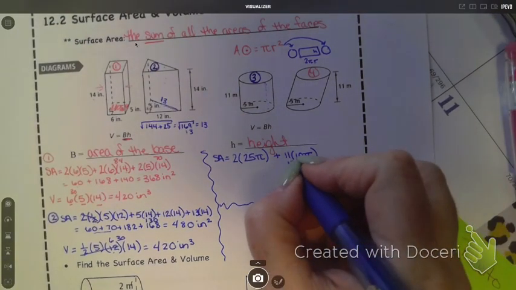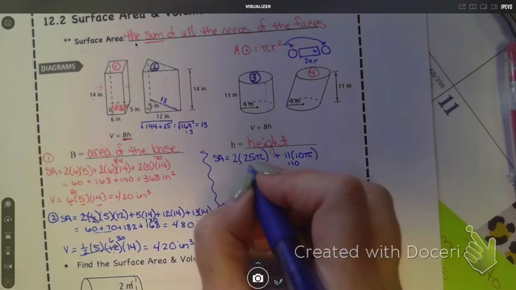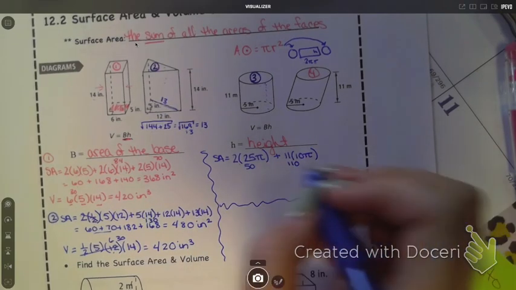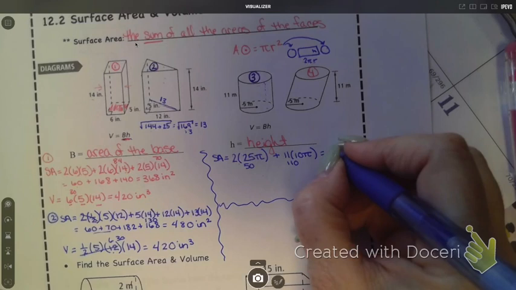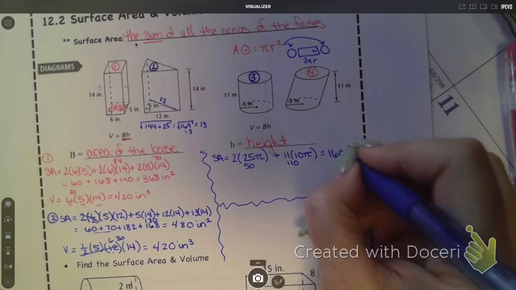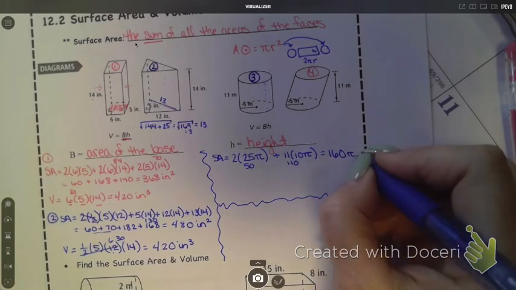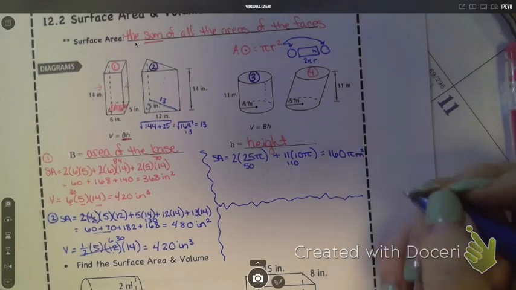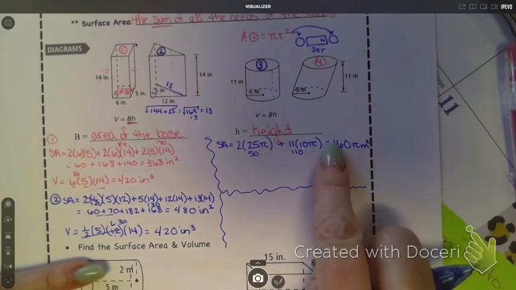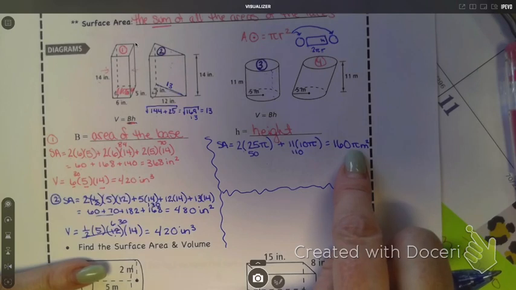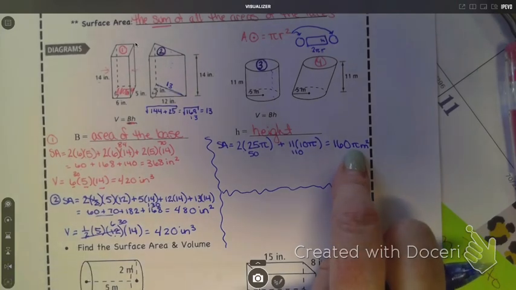So this is 110. And this is 50. So what's 110 plus 50? 160 pi meters squared. I don't want you multiplying out the pi. I want it left pi in your answers, okay?